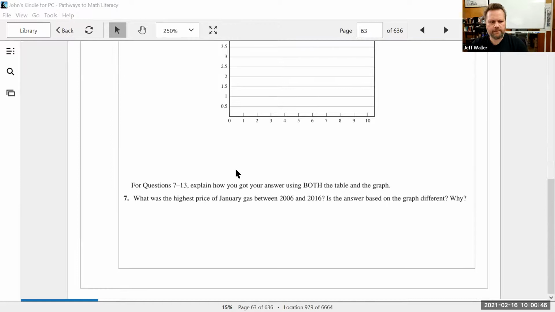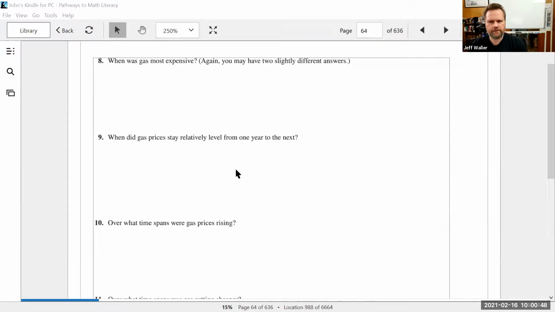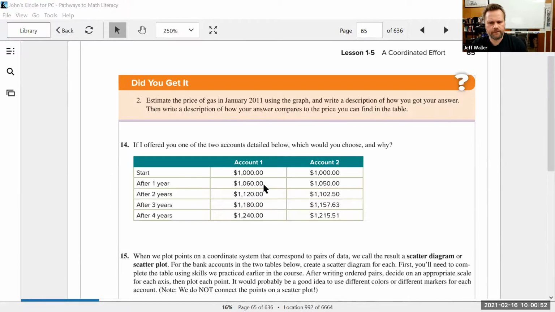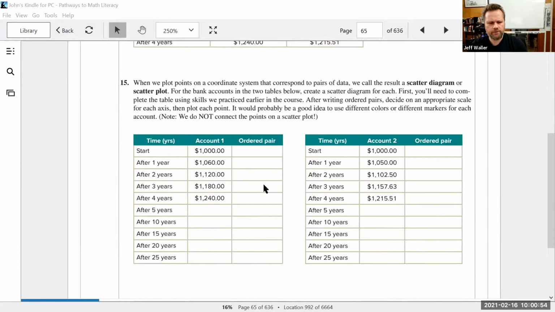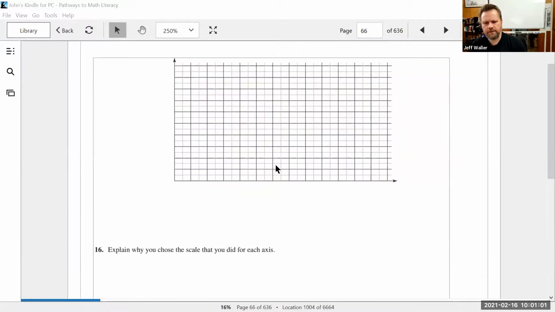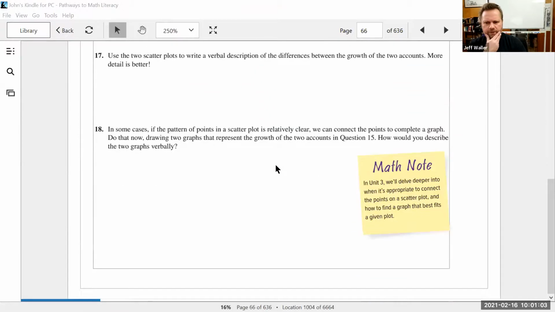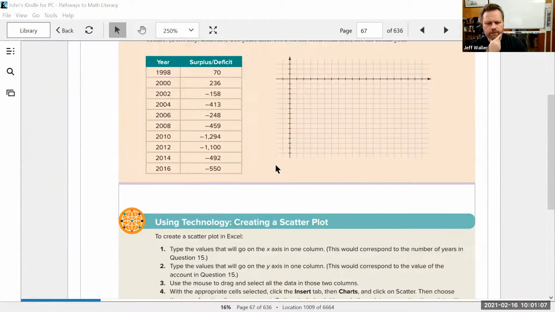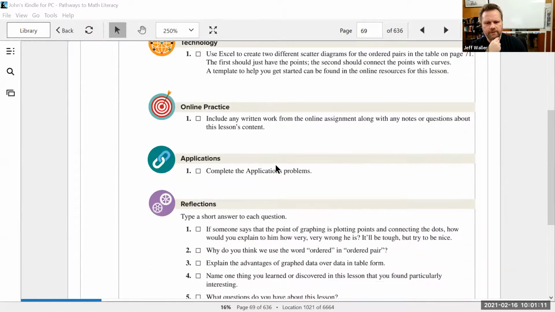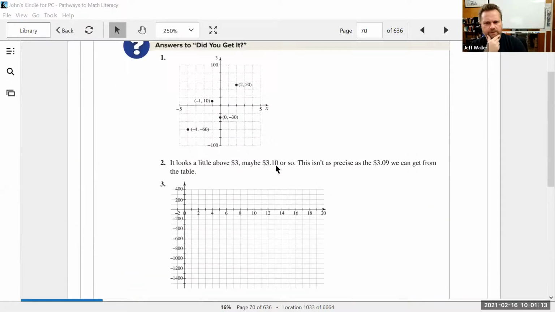Now, let me see if they do this for us. No. So this is just more data to get some ordered pairs from. Darn it, I was hoping they would do, no, I guess not. All right, and then here comes the homework. Let's see what the homework is going to look like.